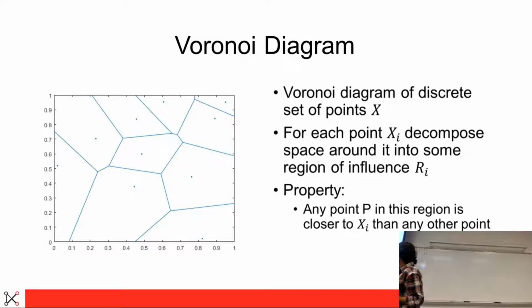This property becomes super important. Given any new point, if you place it in one of these regions, that point will be closest to the seed point than any other point, which means that automatically you have your information just by putting it in one of these polygons.